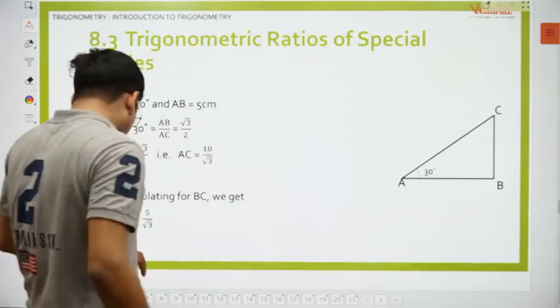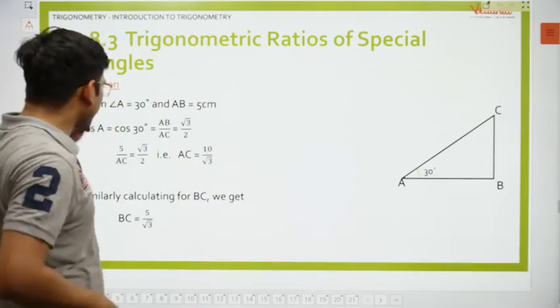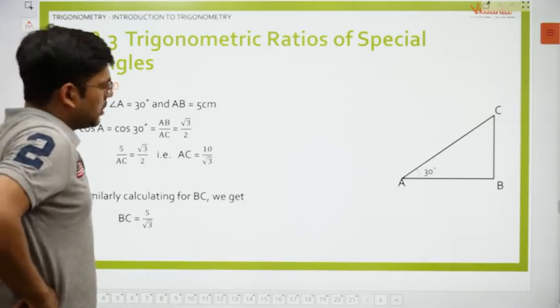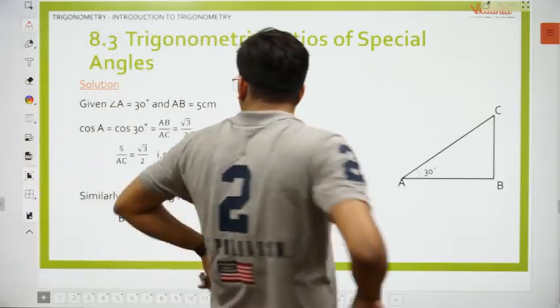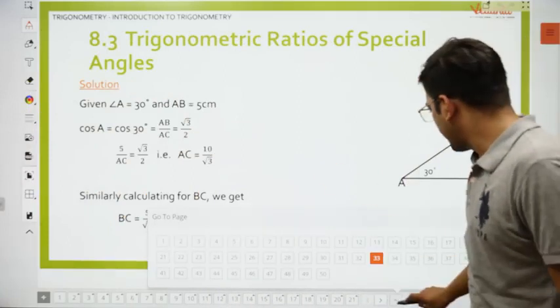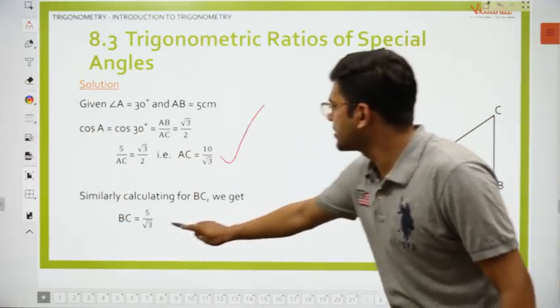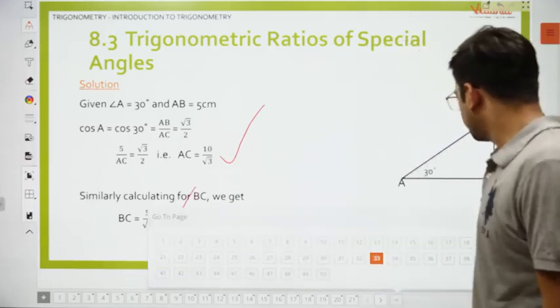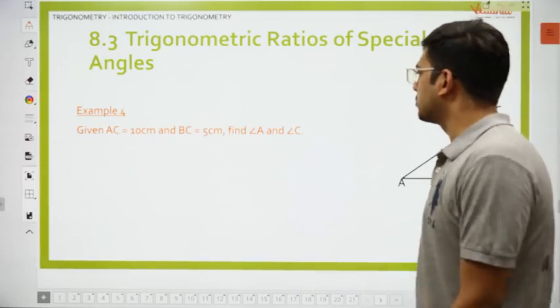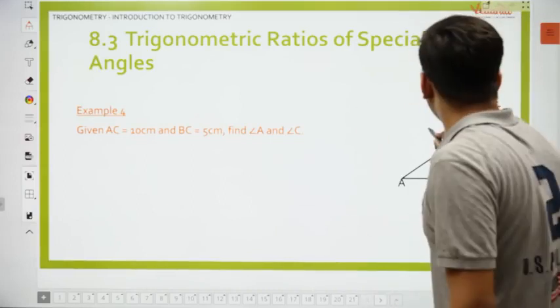Now, one more last question. Given 30 degree and AB equal to 5 centimeter. Oh, sorry. This is the same solution as the previous question. Just check it out. See, this is the answer, I have solved it for you. Next, question 34, the last question and an easy question. Every question is easy.